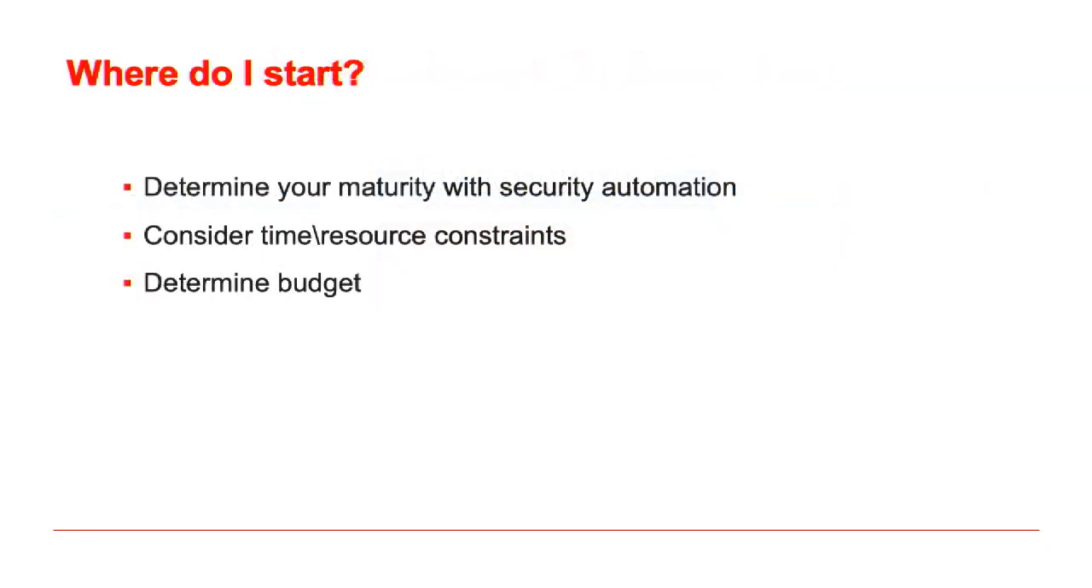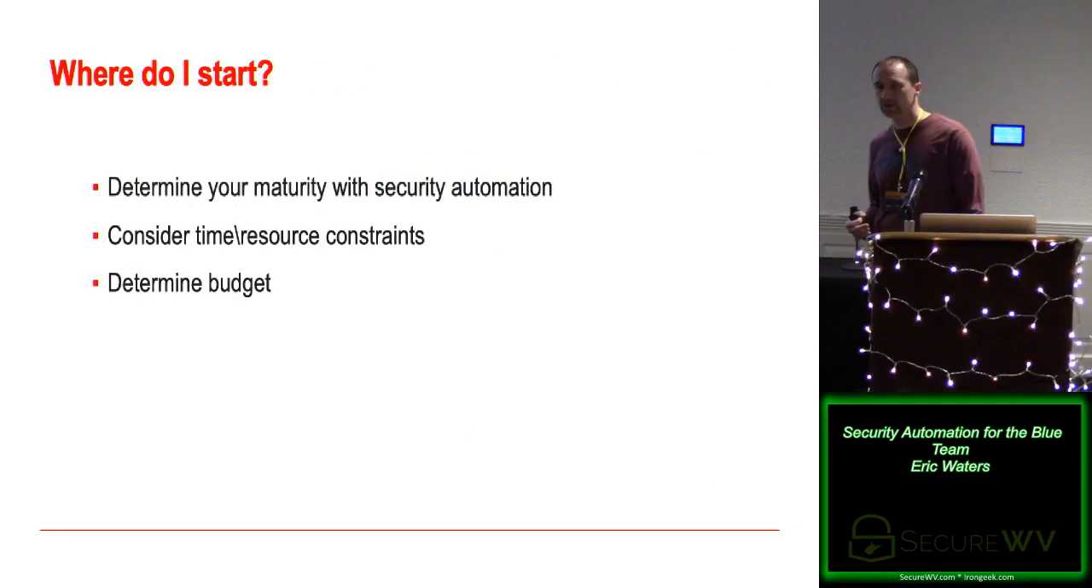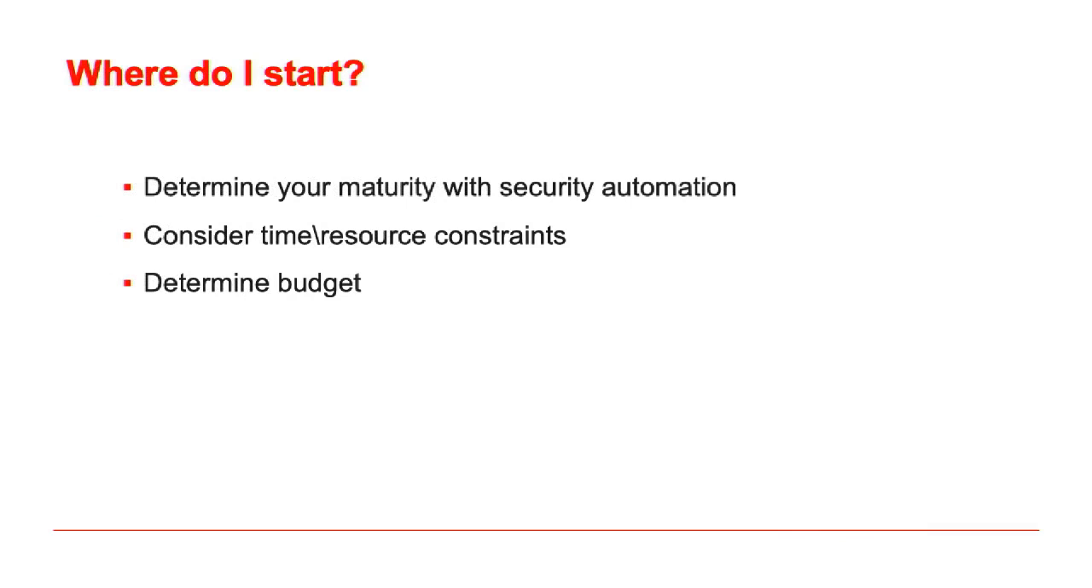Okay, so if this looks like something you want to do, you want to try to get started and do some automation, this is what I would recommend. First of all, you want to determine your maturity model, kind of determine where you are. Is there anything in your environment that you could tweak and tune? You want to consider the time and resource constraints that you have. Do you have time to take this on? And then also you want to determine your budget. Do you have a budget?